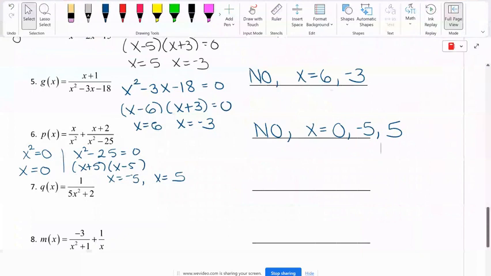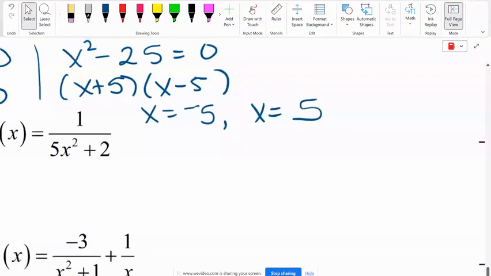Let's go back. Let's look at number 7 now. Think about this. 5x squared plus 2. Well, we're taking a number, we're squaring it, multiplying by 5 and adding 2. Is there any way here we could get to 0 with a real number? There's no way we could get to 0 with a real number. We would need some kind of negative here, some kind of subtraction. It's not going to work.